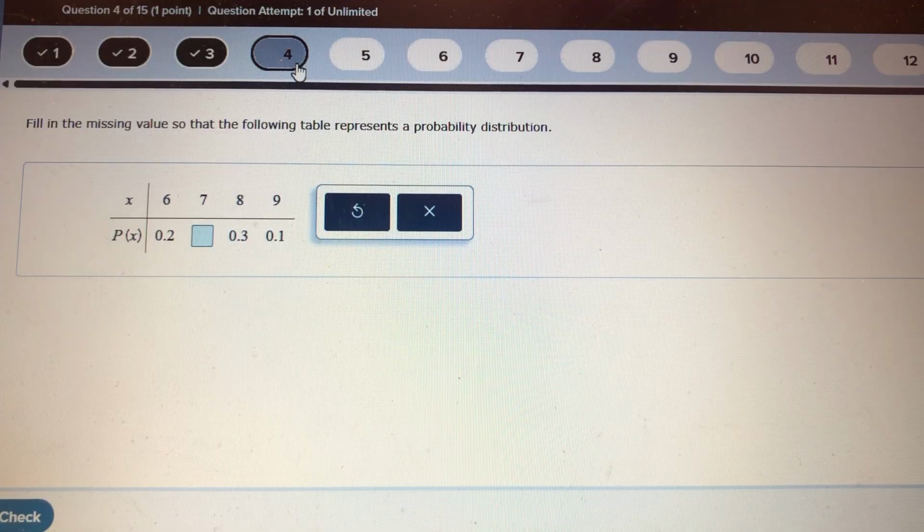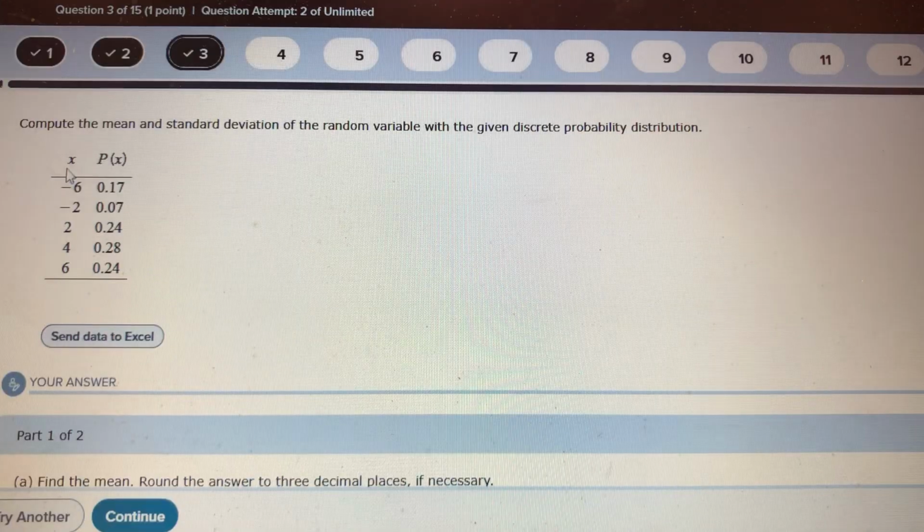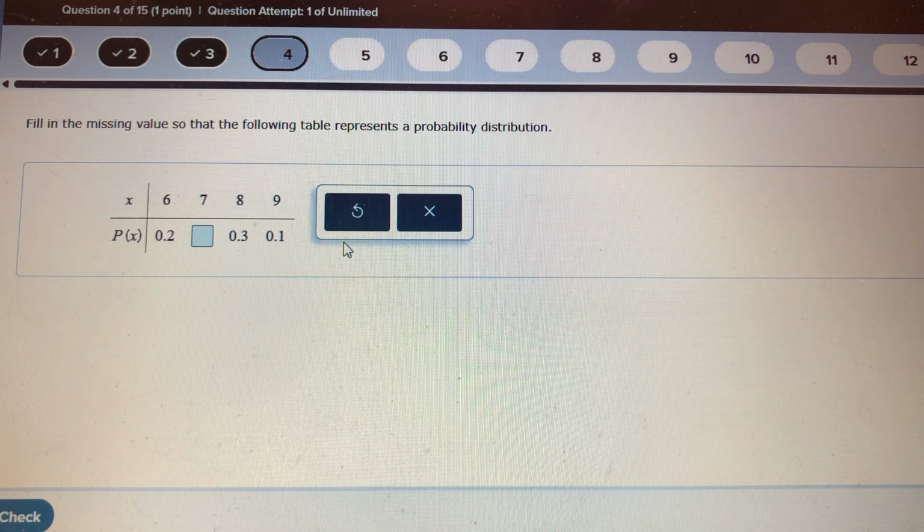Remember how there are 3 rules about a probability distribution. Now, I like to write them vertically like this, too. I usually write mine vertically, but you can write them horizontally and have x go across the top and probability go underneath it. That's fine. X's have to be discrete. I don't know what this is about, so I can't tell that, but 6, 7, 8, 9 could be discrete.